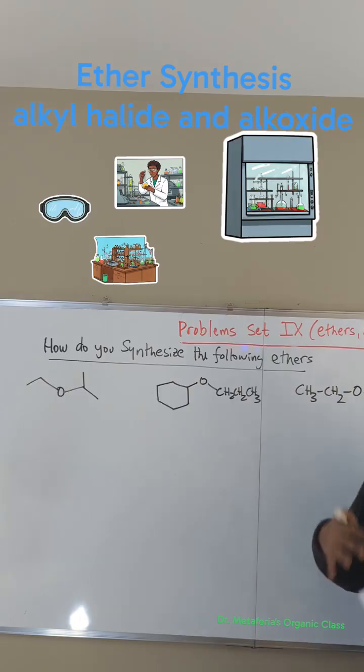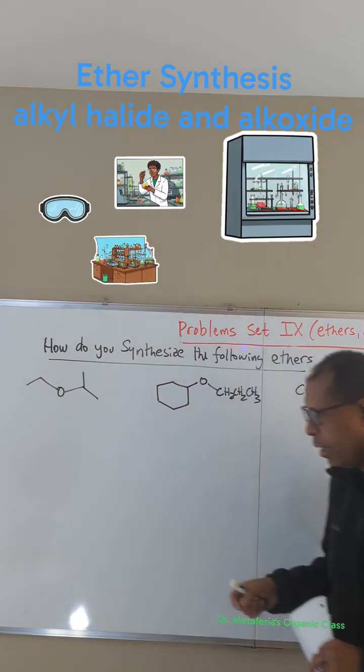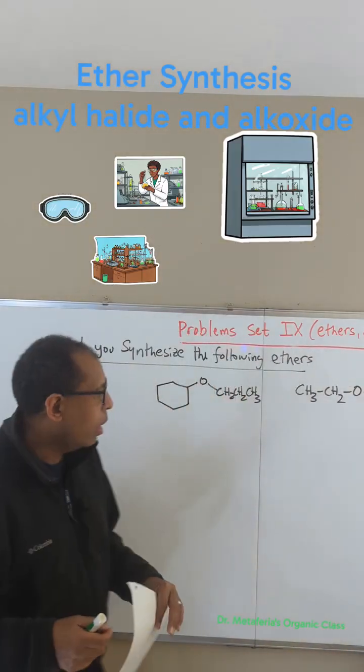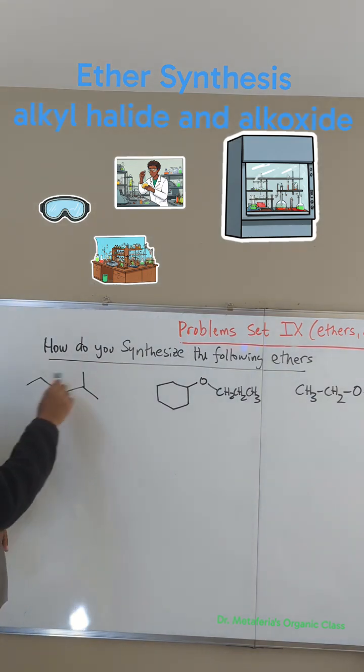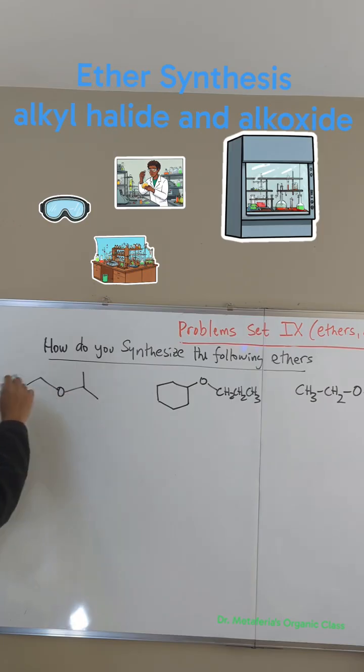For that you need an appropriate alkoxide, and you also need an alkyl halide. That means, for example, if you are trying to synthesize this isopropyl ethyl ether, the way you will do it is by breaking it down either here or here. If you cut it here, the alkoxide would be the isopropyl side, but if you cut it right here, the ethoxide would be the counterpart.